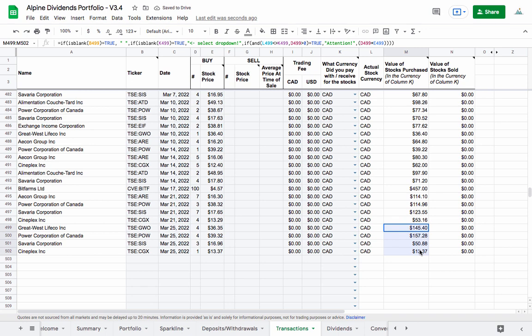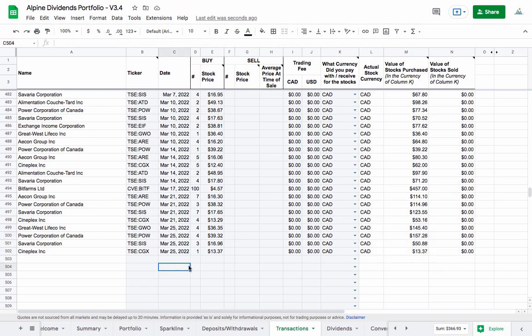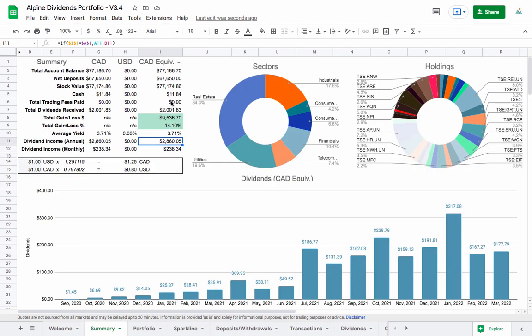So once I'm satisfied that these match what I saw in Wealthsimple Trade, then the last thing to do is just head on over to the summary page and double check in here what's going on. So I have just a little bit of cash left over that's been reflected, and also my annual dividend income has increased a little bit, because at the beginning of the video this was $2,842 and now we're up to $2,860, so that's an increase of about $18 per year, which is super awesome.